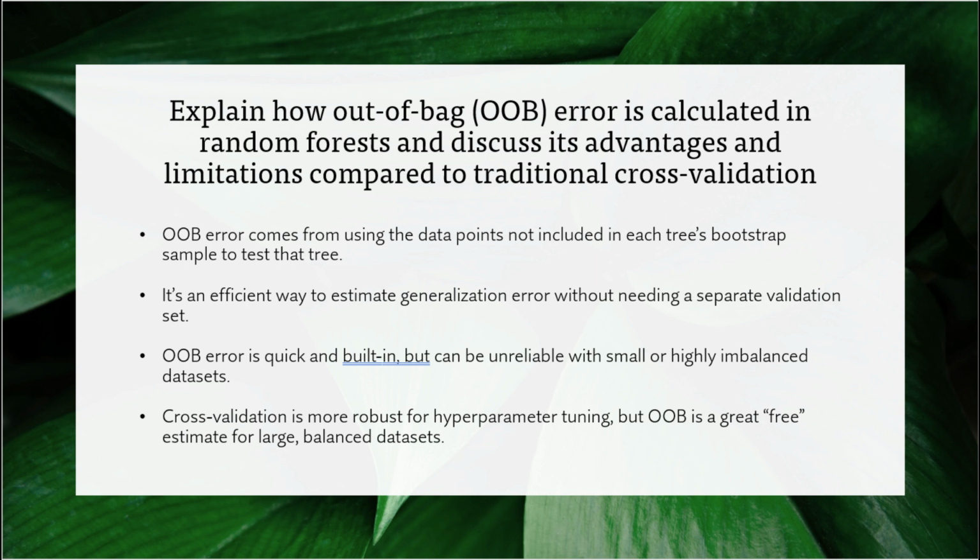Out-of-bag error is quick and built-in, but can be unreliable with small or highly imbalanced datasets. Cross-validation is more robust for hyperparameter tuning, but out-of-bag is a great free estimate for large balanced datasets.